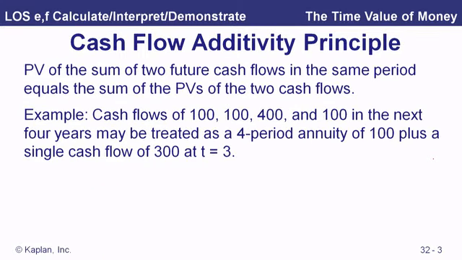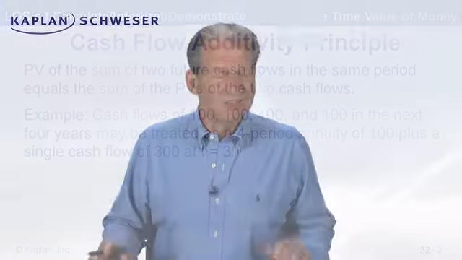The cash flow additivity principle is something we've already seen and we've already been using. It just says the present value of the sum of 2 future cash flows in the same period equals the sum of the present values of the 2 cash flows. Doesn't matter how you break it up. If you take the present value of $100 3 times, you got the present value of $300.